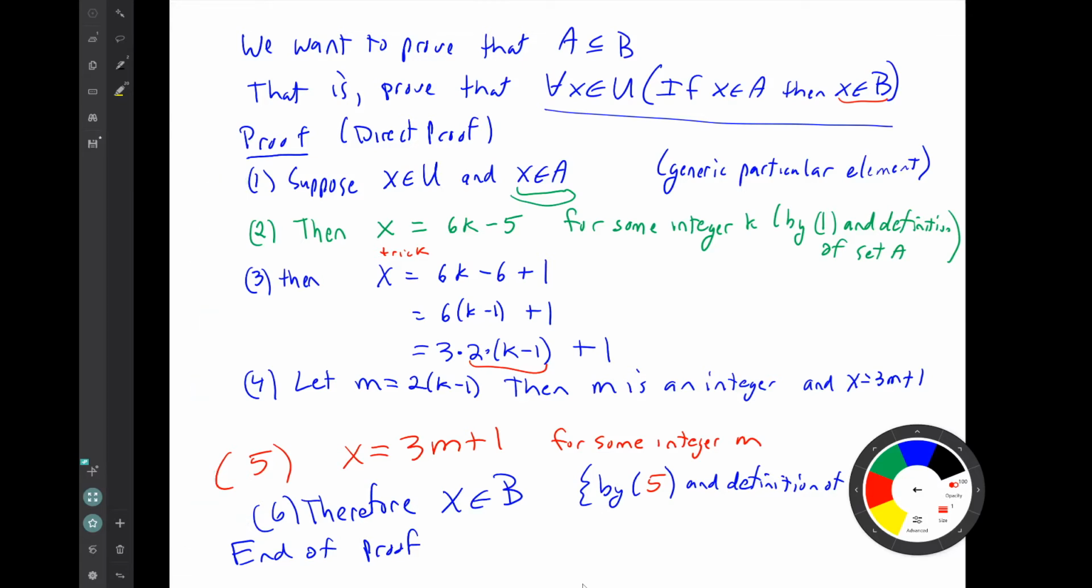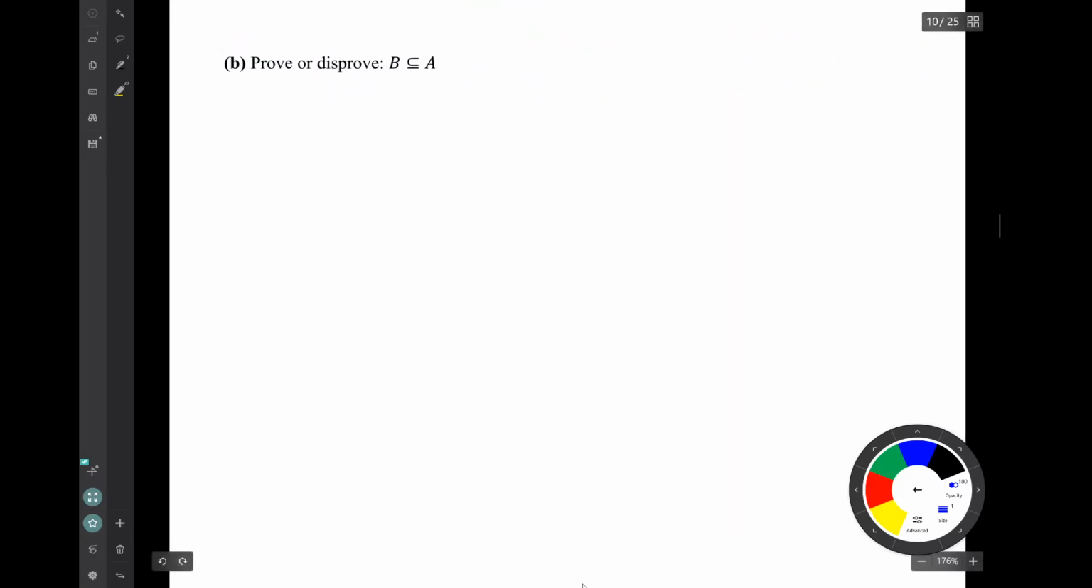And this particular instance of direct proof, in the setting of set theory, is what's called an element method of proof, because you're talking about a proof involving elements of sets. Let's go on.